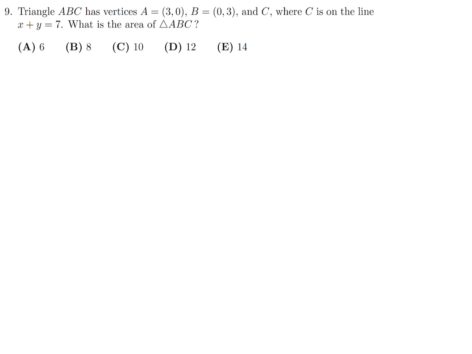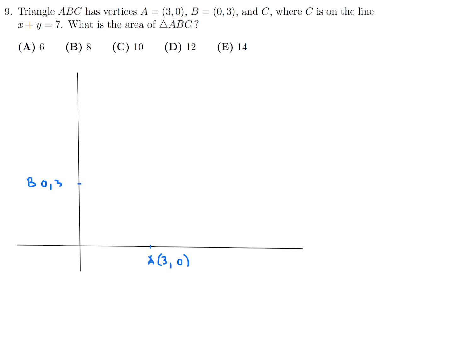Triangle ABC has vertices 3, 0, 0, 3, and C, where C is on the line x plus y is equal to 7. What is the area of ABC? Let's draw a little graph and let's see what we can figure out. So I have A is 3, 0, so probably let's say about here. This is A, 3, 0, and B is 0, 3, so approximately here. That is B, 0, 3.